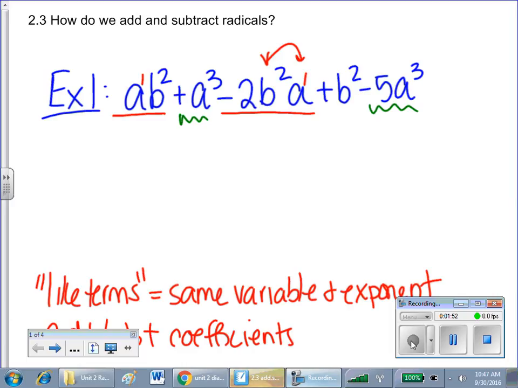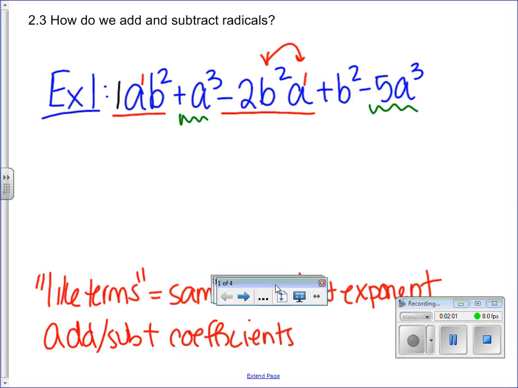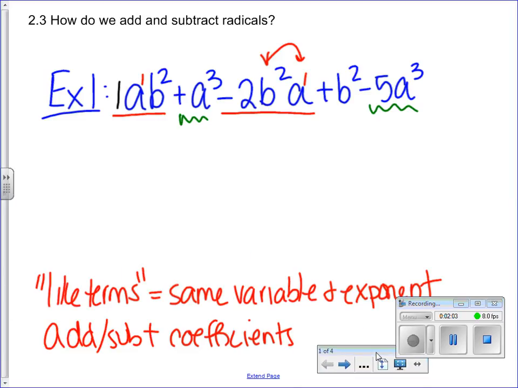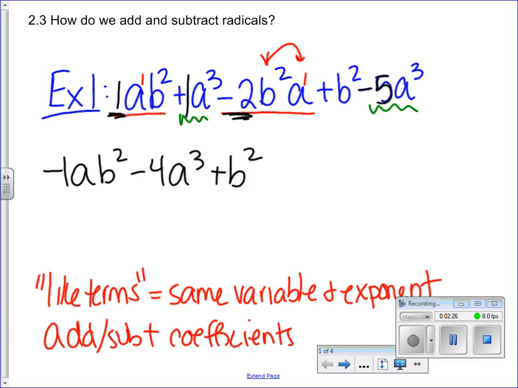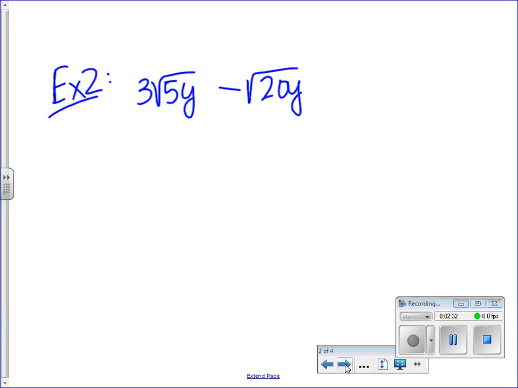Okay, so now let's start to combine. So I have a to the first b squared, and there's a 1 in front. Remember, I'm really just adding and subtracting the coefficients. So when I add and subtract these coefficients, I'm really adding positive 1 with negative 2, which gives me negative 1 ab squared. For the a cubed, I'm doing positive 1 and negative 5. Positive 1 minus 5 is negative 4 a cubed. And then the b squared doesn't have anything to combine with. That's it.